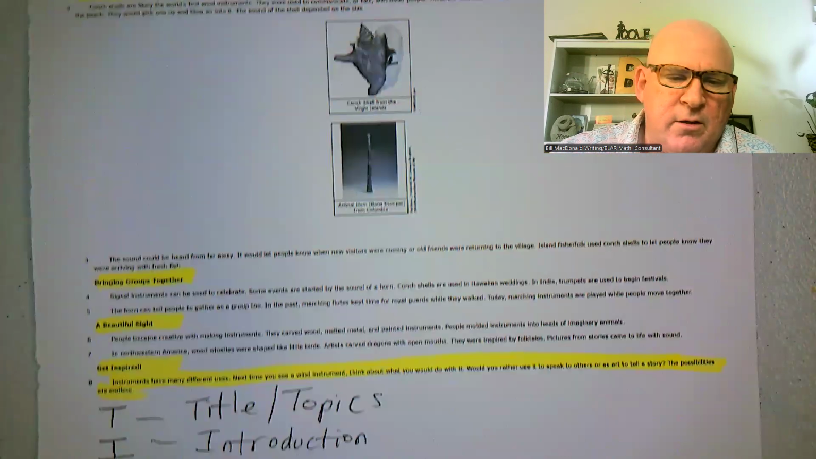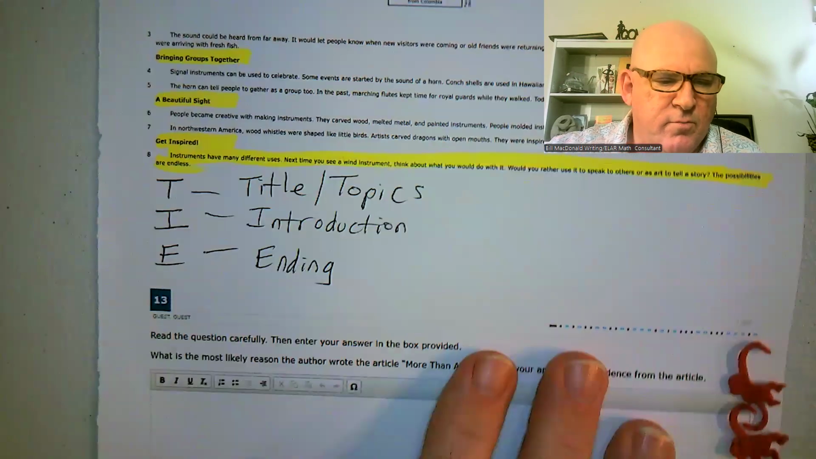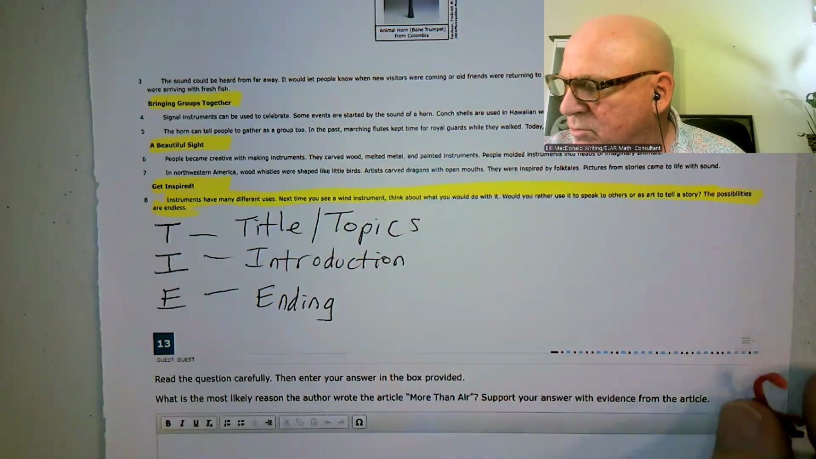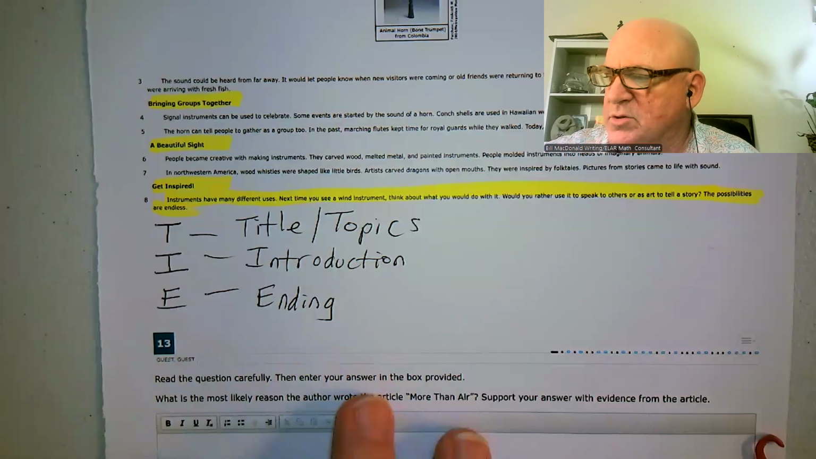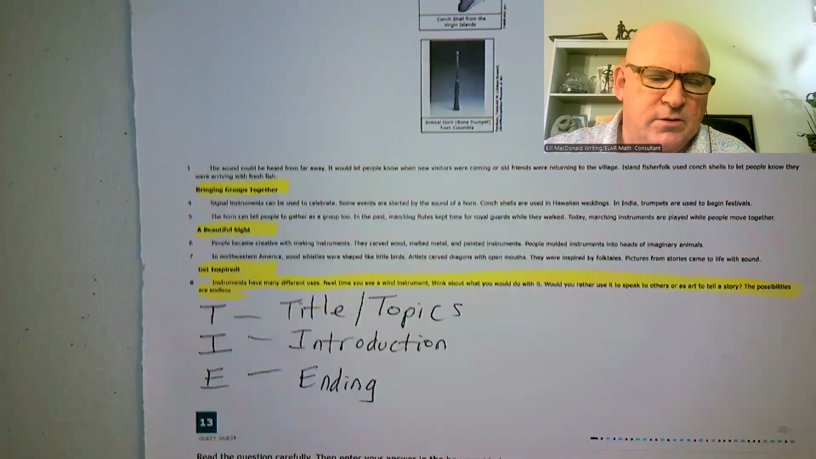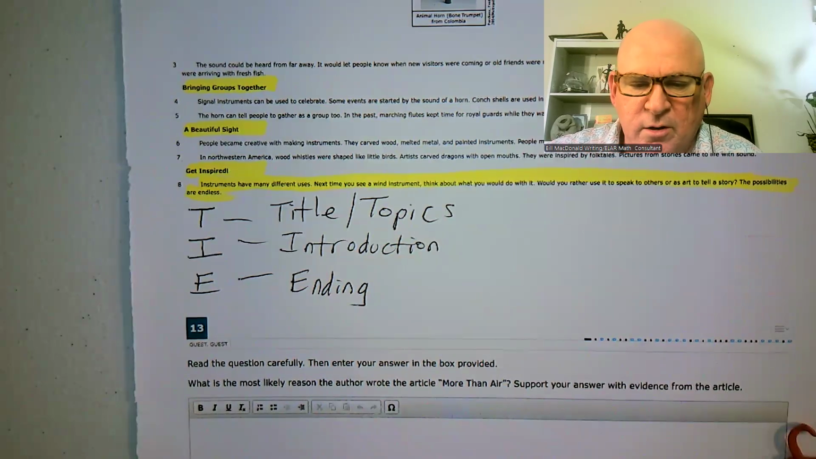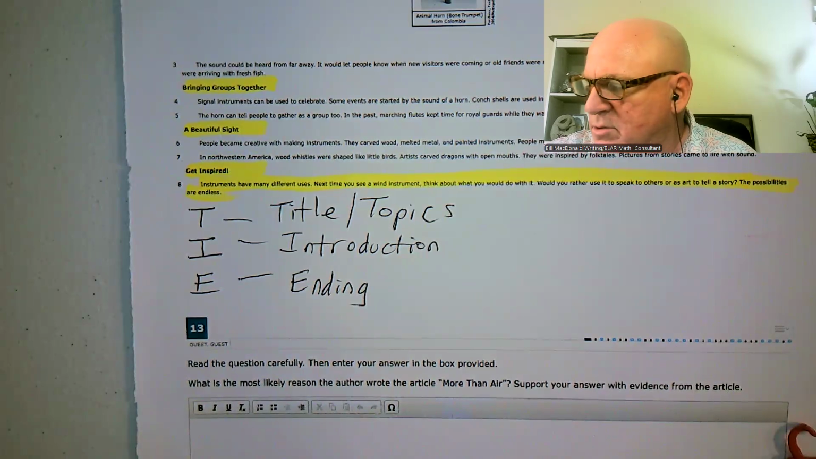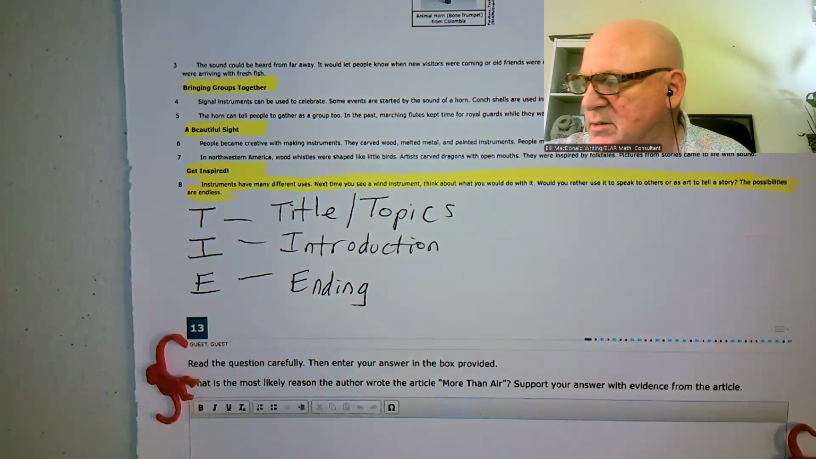So let's take a look down here. I believe in reading the question first and foremost. Red light. Read this question carefully, then write the answer in the box provided. Okay. Give myself a little more space here. It says, what is the most likely reason the author wrote the article more than air? There's a question mark. So that question is in a complete sentence, red light.